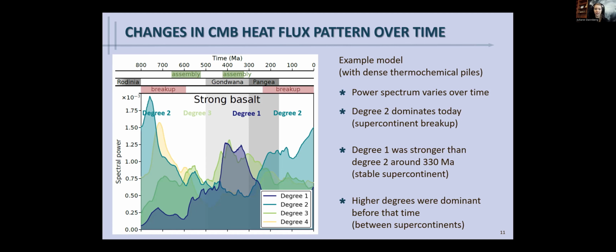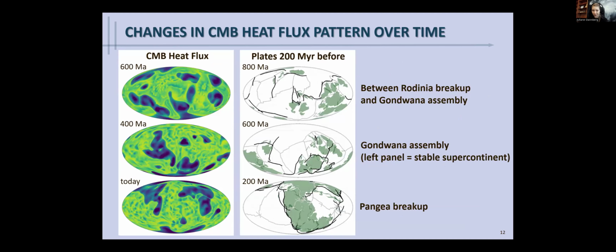And to understand why that happens, we can go back to our plate configuration and think about that. If we think about today, today we are in the breakup phase of a supercontinent. And to break up a supercontinent, we need a ring of subduction zones around the continents to be able to do the breakup.